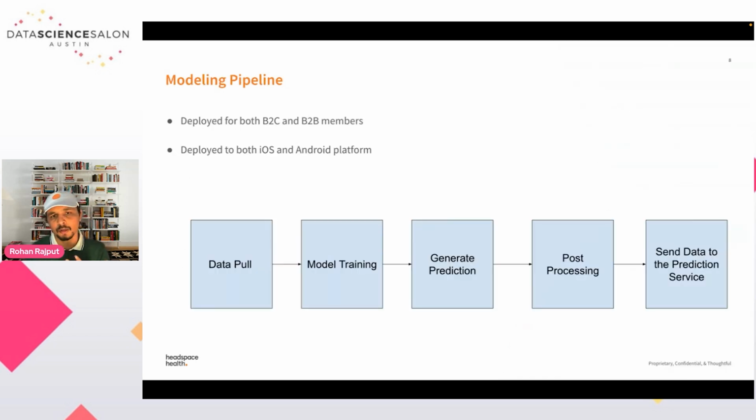So let's talk about machine learning modeling here. We deployed this model for both B2C and B2B customers, and it was also deployed for both iOS and Android platforms. The typical process is that we first do the data pull, we do overnight model training, we generate predictions, we do lots of post-processing of our inference, and then we send this data to the prediction service.